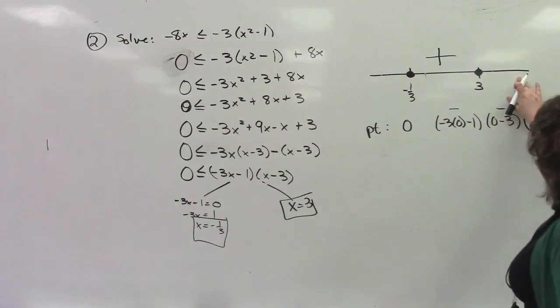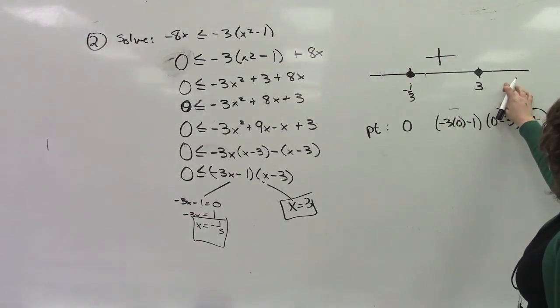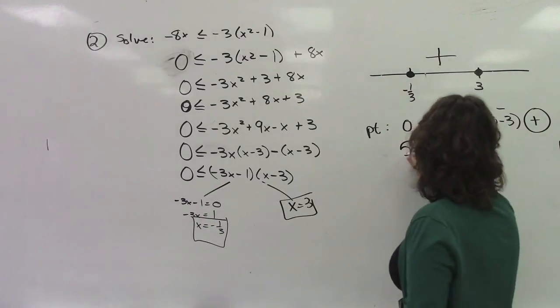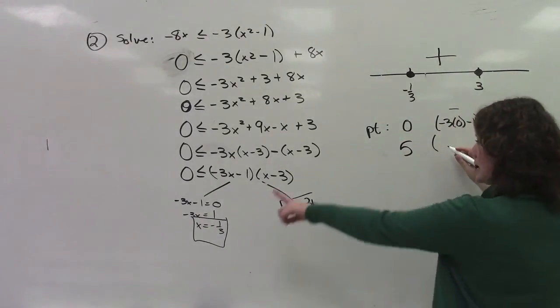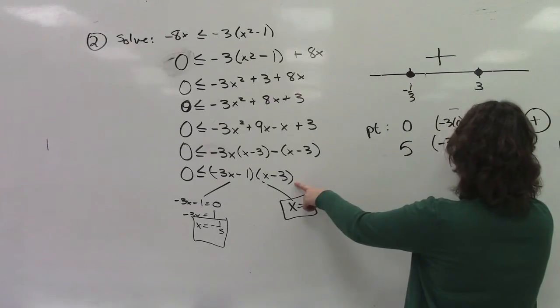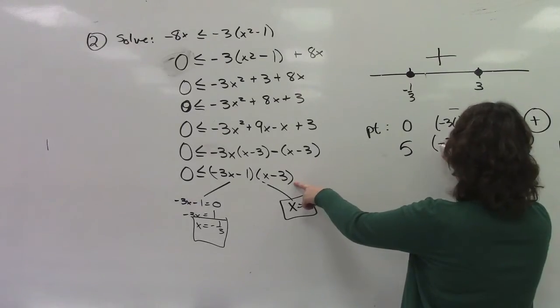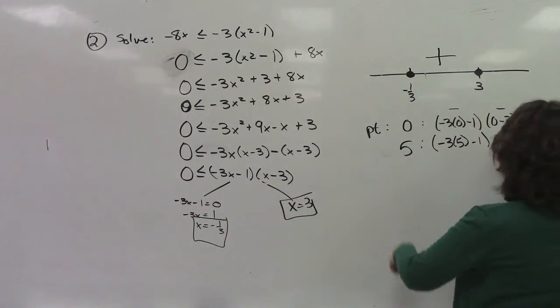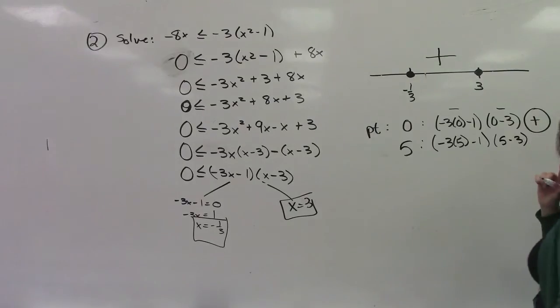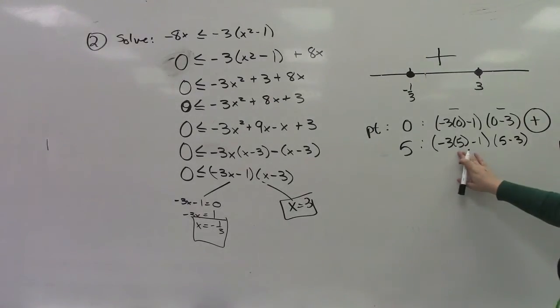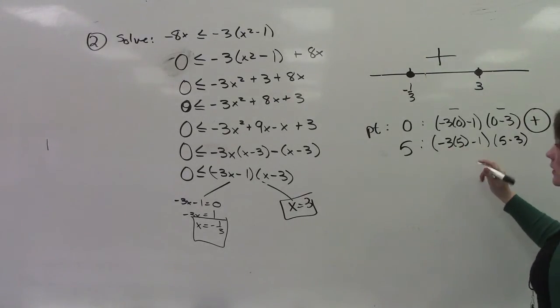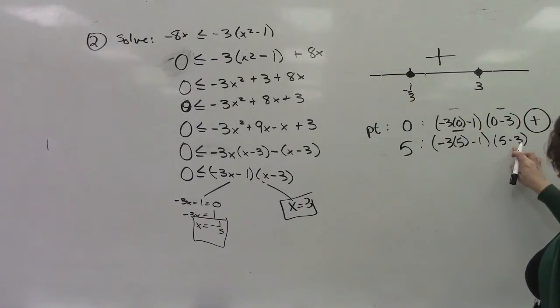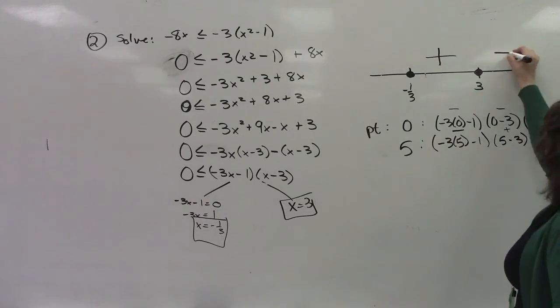Now I'm going to pick a point outside here, let's say something like, I don't know, 5. So I'm going to say negative 3 times 5, so wherever I'm seeing an x, I'm plunking in 5. Minus 1, 5 minus 3. This one is going to be negative 15 minus 1. Well, that's certainly going to be negative. 3 minus 5 is positive, so the overall sign at 5 is going to be negative. So I'm going to put a negative here.